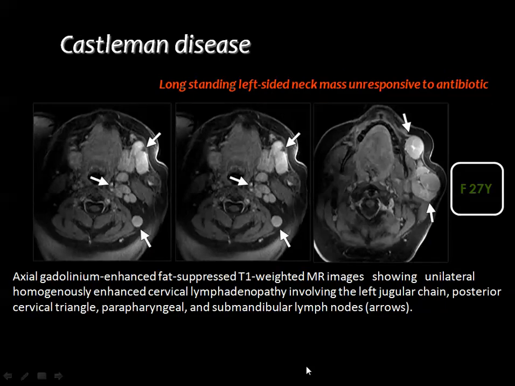And this is the case of Castleman disease, showing multiple variable sized, homogeneously enhanced lymph nodes around the submandibular salivary gland and also deep to the sternomastoid muscle.